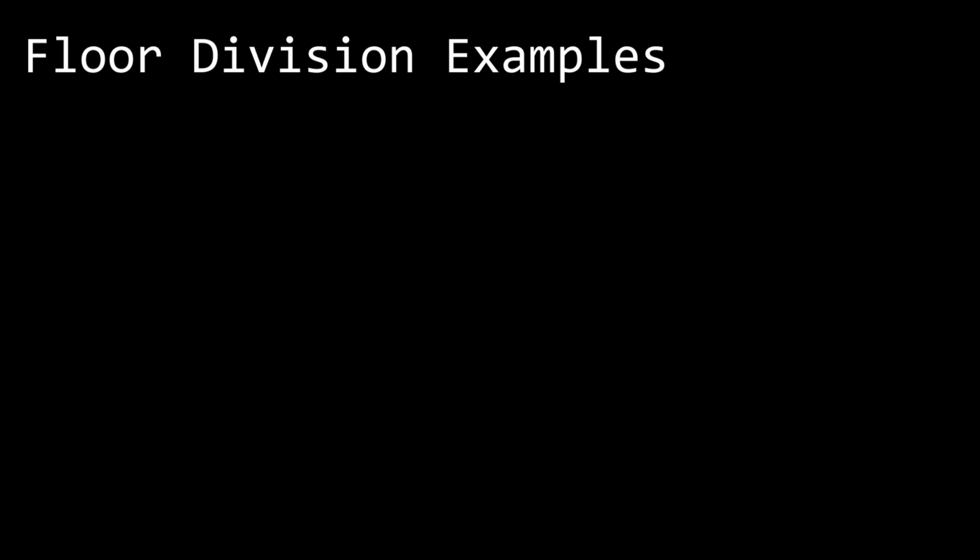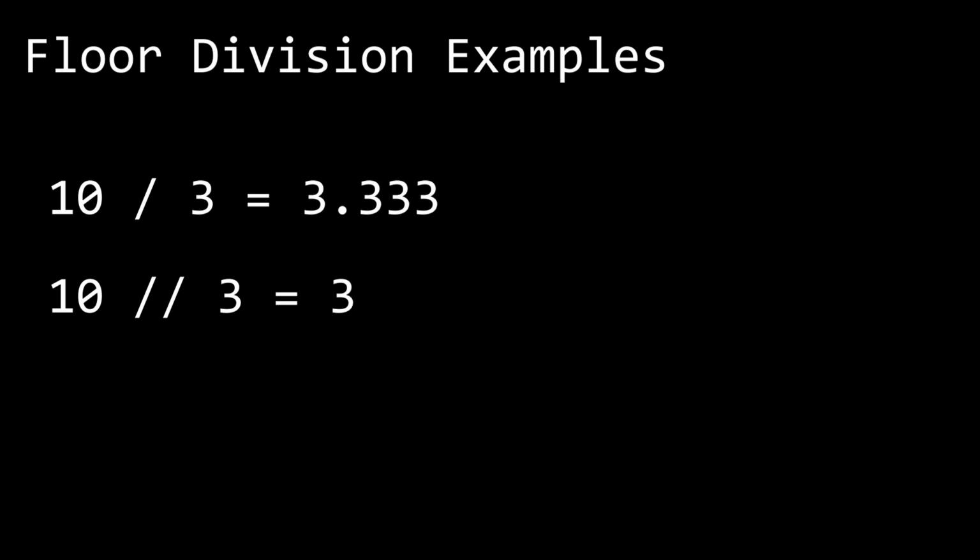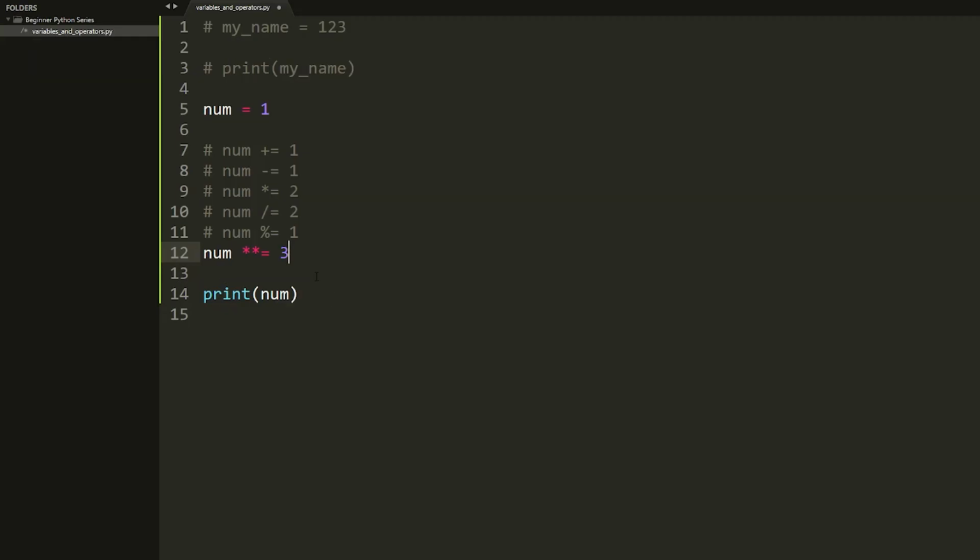This is also the case with 10 // 3. Since 3 can't go into 10 cleanly, the floor division operator will round down. Since we're rounding down, 10 // 3 becomes 3. So I'm going to go back to my code and press Ctrl backslash to comment this line out. And I'm going to say num //= 2.